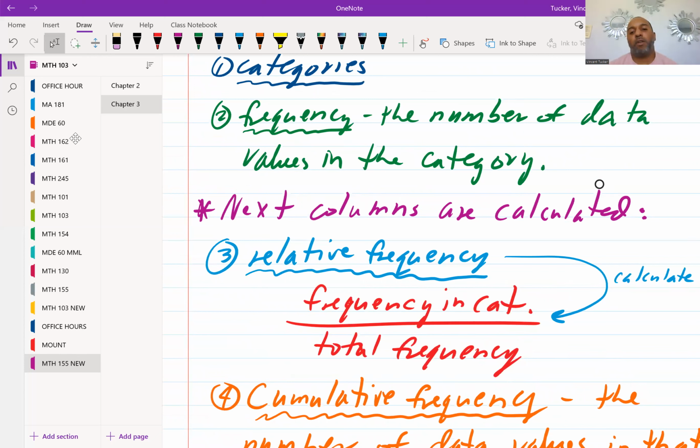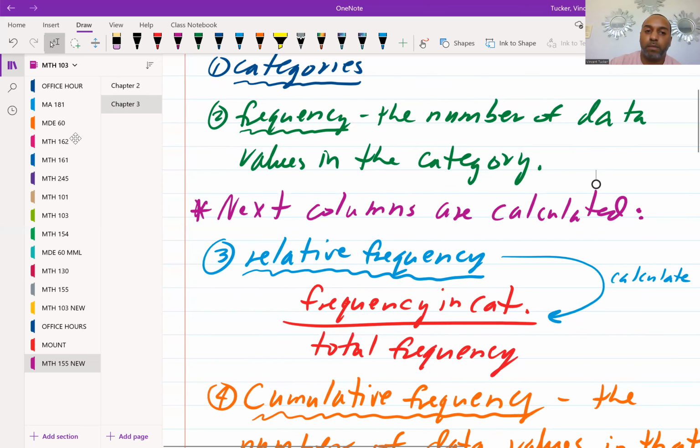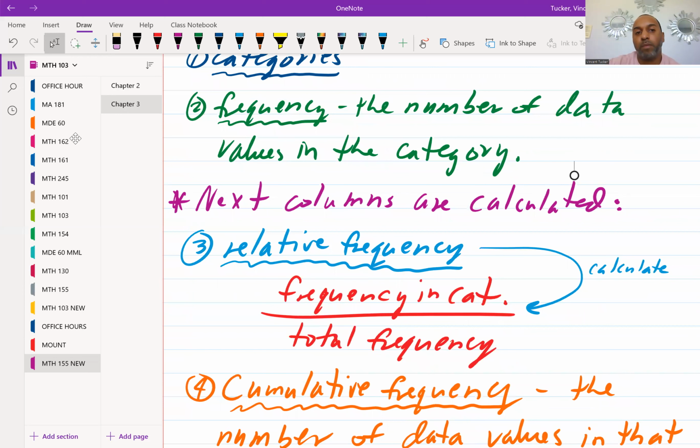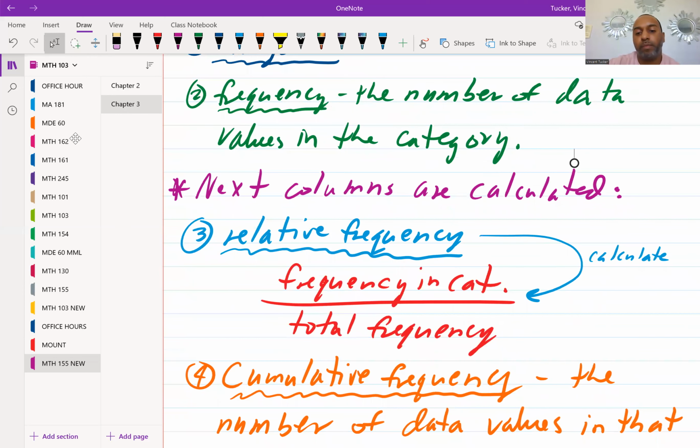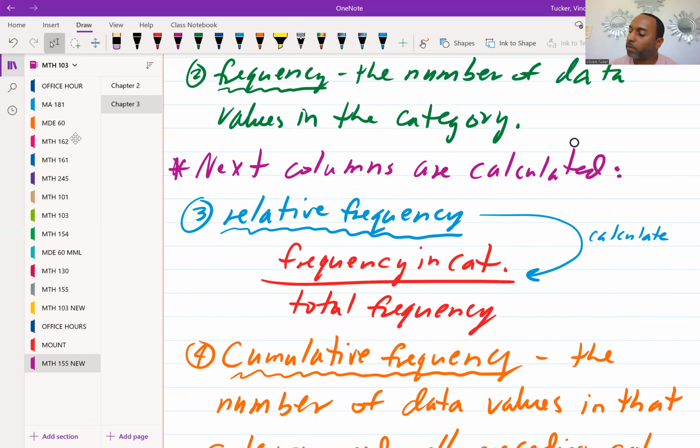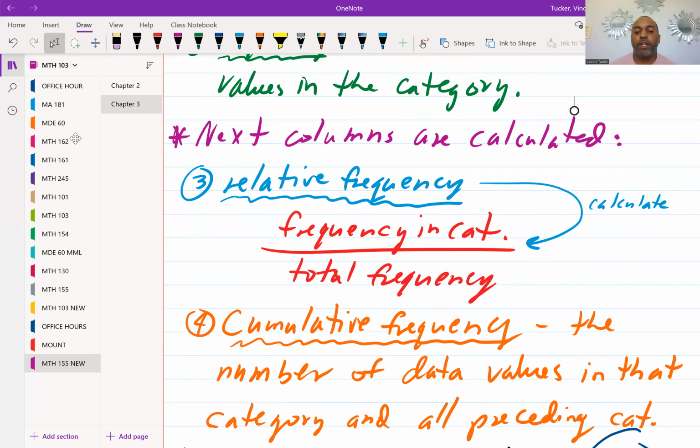The next two columns are going to be calculations, but calculations nonetheless. The relative frequency will be calculated by the frequency in the category divided by the total number of values that you have. And then for the fourth column, you have your cumulative frequency. And that's the number of data values in that category and all of the preceding categories.